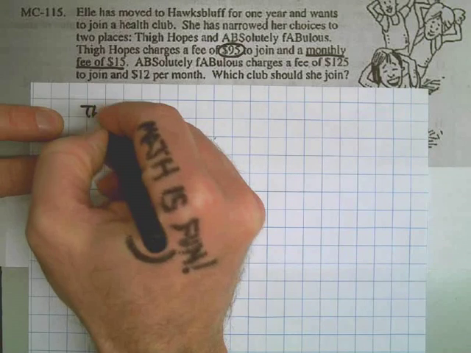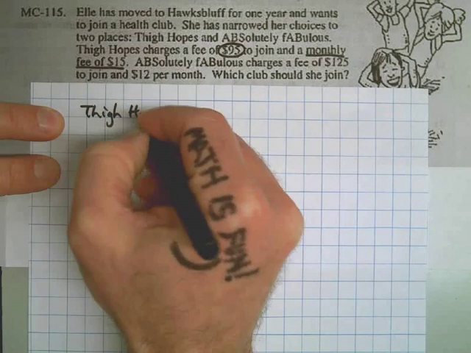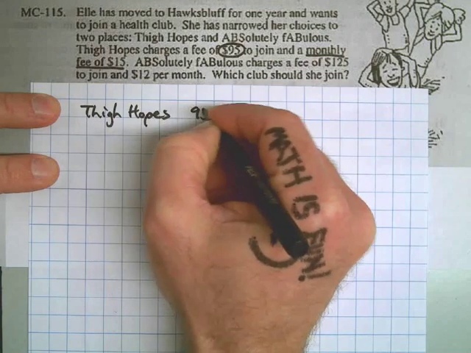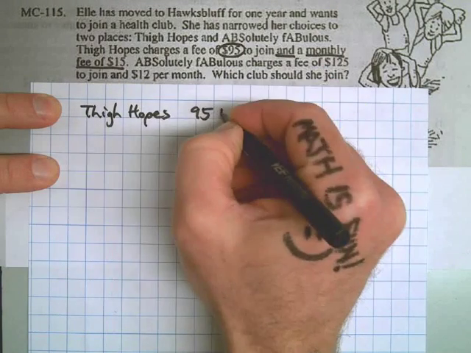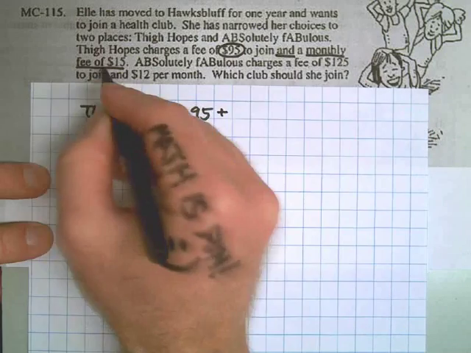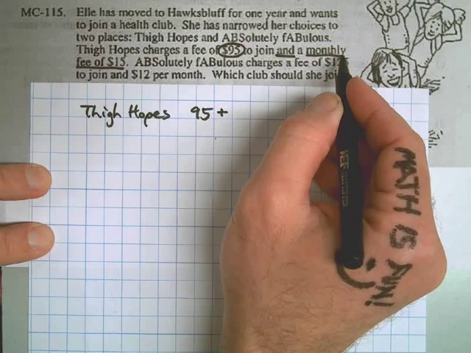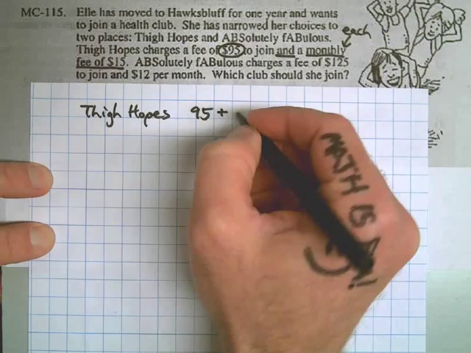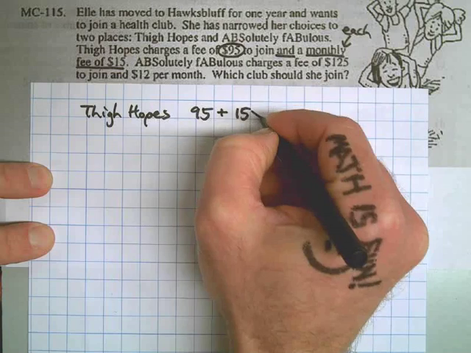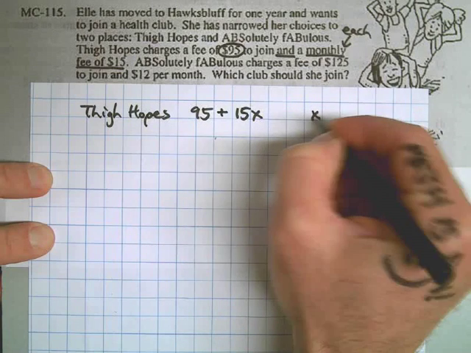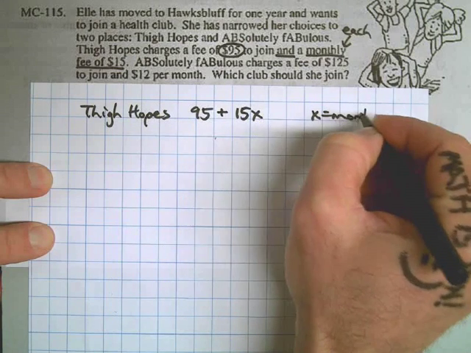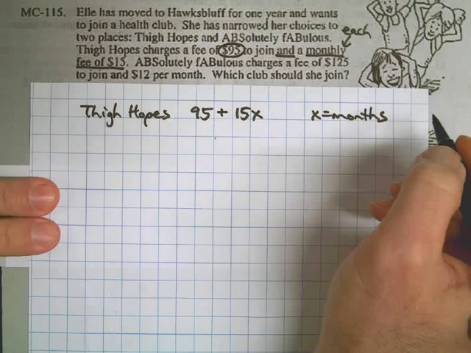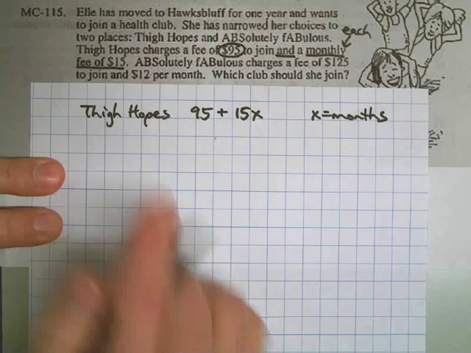So I'm going to take a few notes here. Thigh Hopes is $95 to join, and we know that means plus. Monthly fee, monthly means each month, and we know that each means we're multiplying. So $15 each month. And I'm going to go over here and say x equals months. We have to define our variable. We have to be able to define every single number and symbol in an equation for it to make sense.